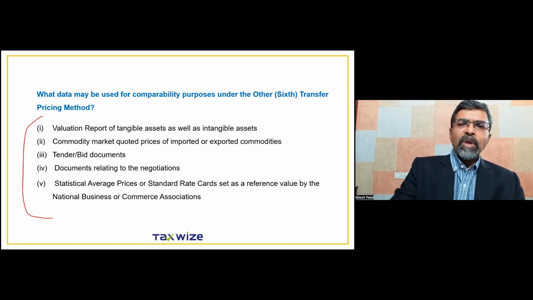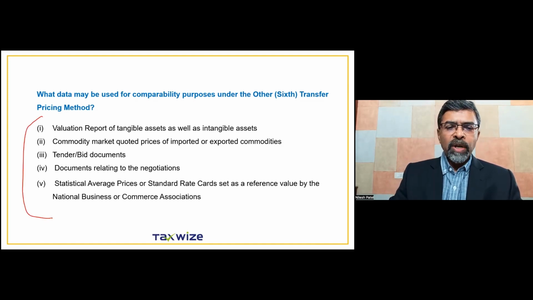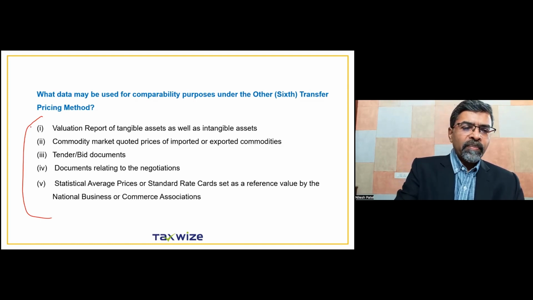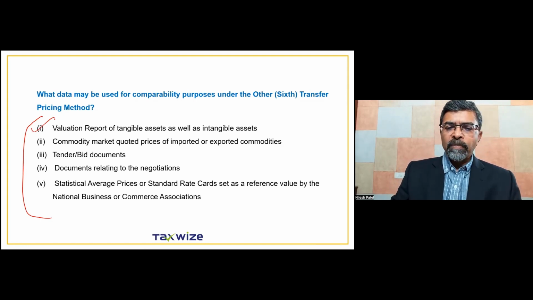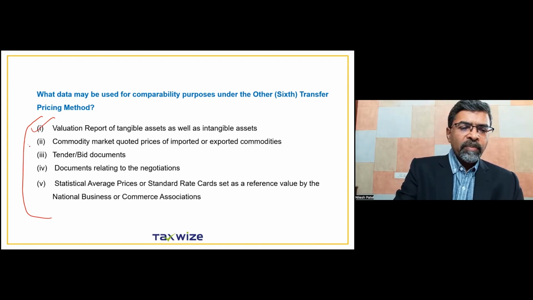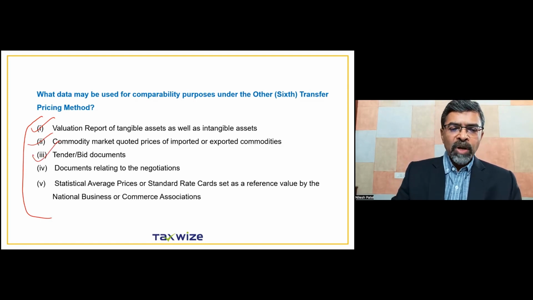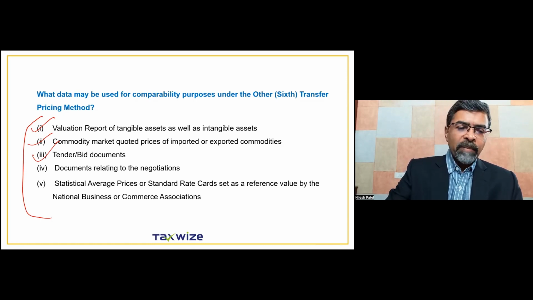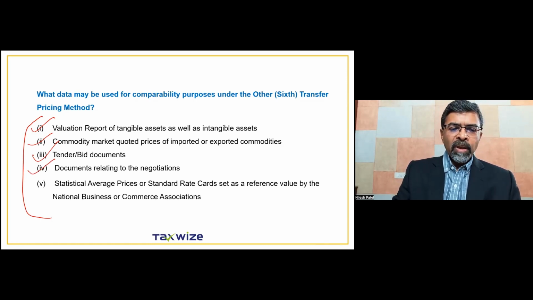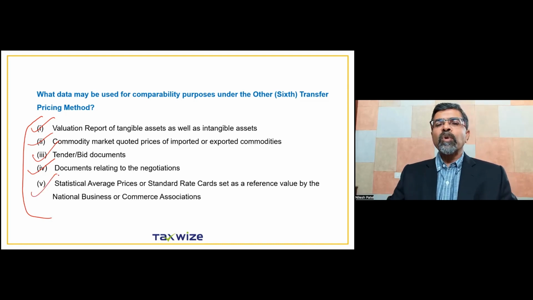These kind of data can be used to apply the other method: valuation report of tangible assets as well as intangible assets, commodity market quoted prices of imported or exported commodities, tender documents or bid documents, then documents related to negotiations between the related parties, then statistical average prices or standard rate cards set as a reference value by the national business or commerce associations. So these types of data can be used to apply the other method.